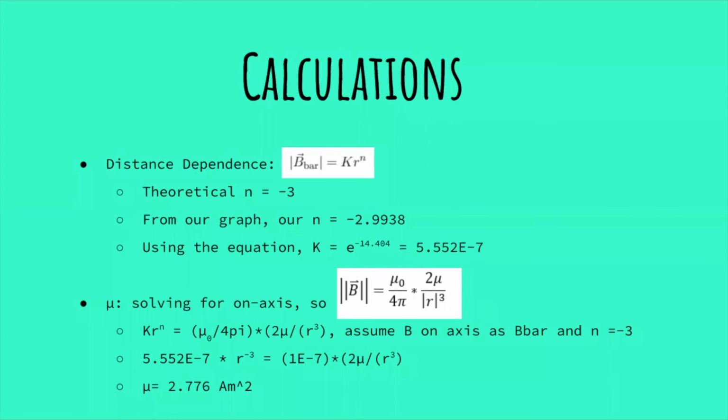Then we are solving for mu, for the on-axis form of the magnetic field. In order to do this, we had to assume that our magnetic field on axis would be equal to the B bar that we calculated before, and we would also set n equal to -3. So this is exactly what we did: K r raised to the n is equal to mu naught over 4 pi, which is our constant, 1 times 10 to the -7, times 2 mu over r cubed. Once we plug in our formulas, we get that mu is equal to 2.776 amperes meters squared.